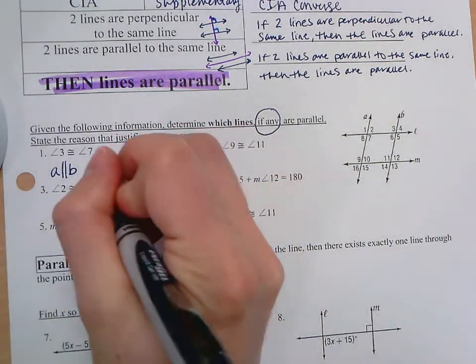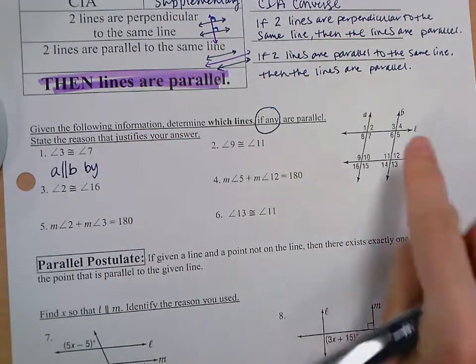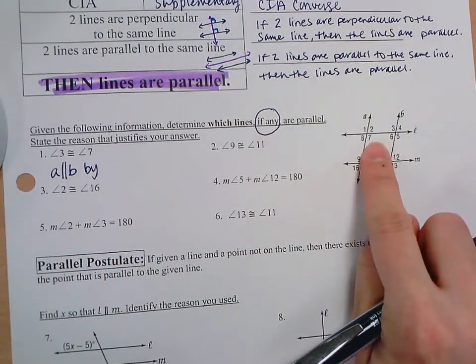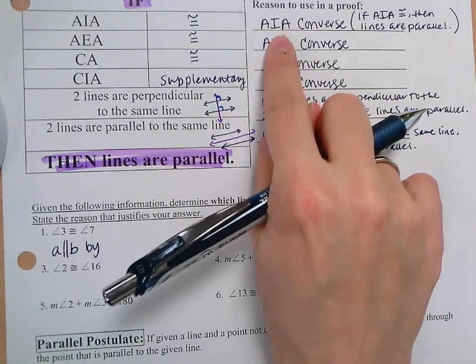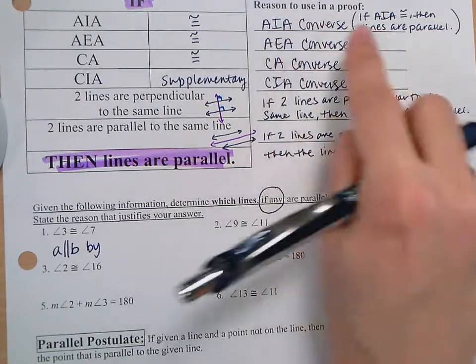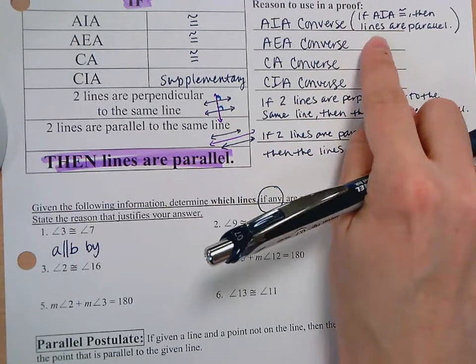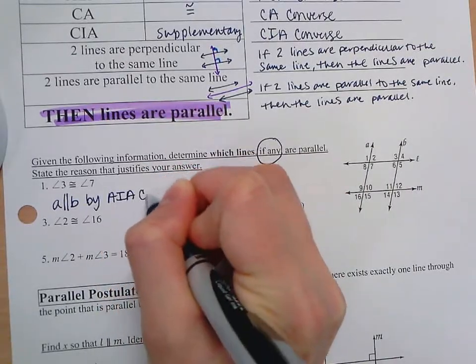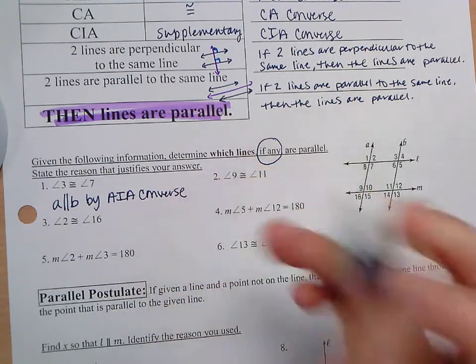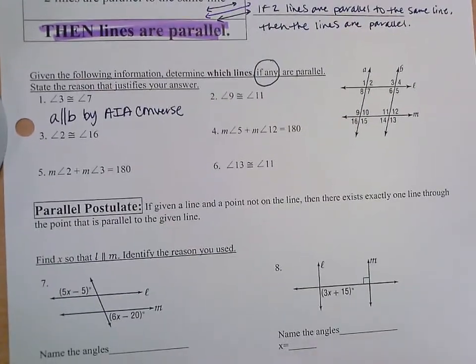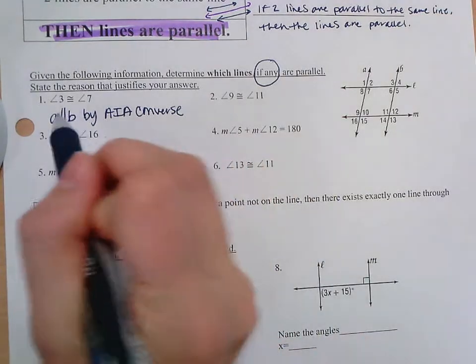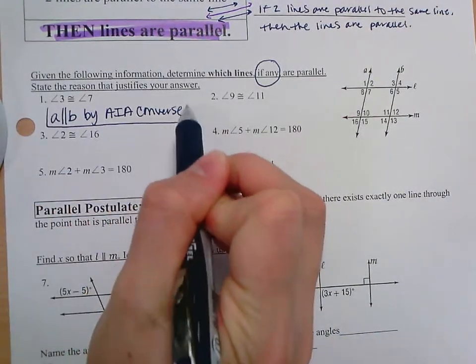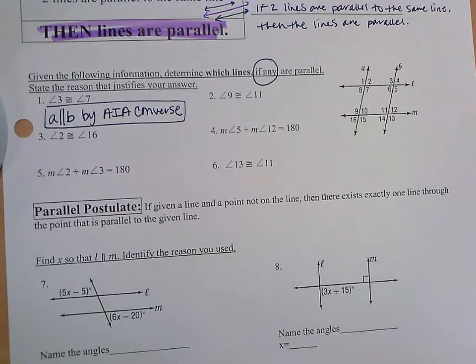And then I have to state the reasons. Since they're alternate interior angles, that would be my alternate interior angle converse, saying if those angles are congruent, then the lines are parallel. So by AIA converse. All right, so that's what you're looking at for these ones.